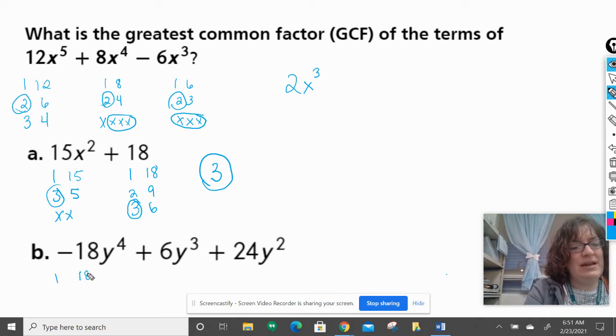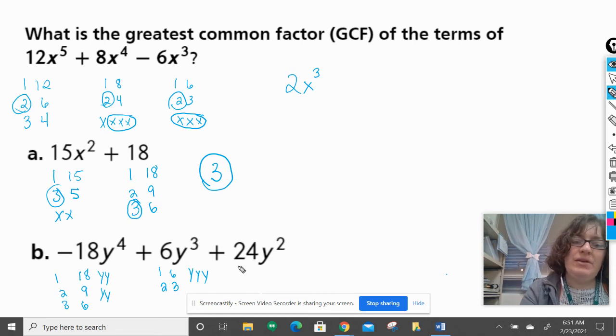So 1 and 18, 2 and 9, 3 and 6, 4 and 5 don't work, and then y to the fourth would be 1, 2, 3, 4 y's. 6 would be 1 and 6, 2 and 3, and then y to the third would be 1, 2, 3 y's. And 24 would be 1 and 24, 2 and 12, 3 and 8, 4 and 6, and then I'd have y and y. All right, so starting with numbers, I'm looking for the largest number they have in common.